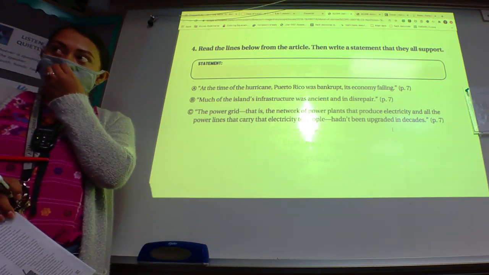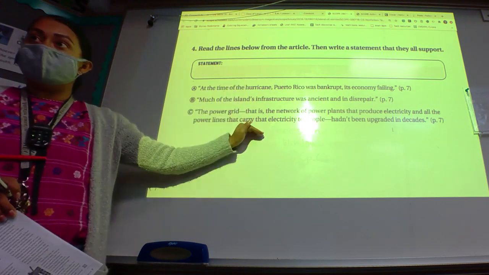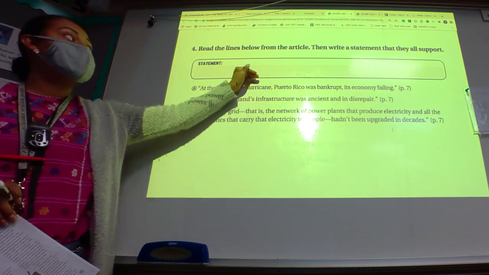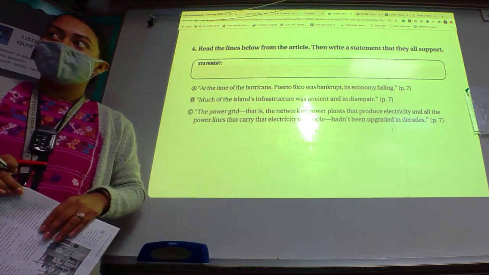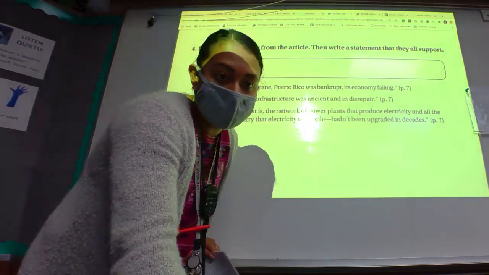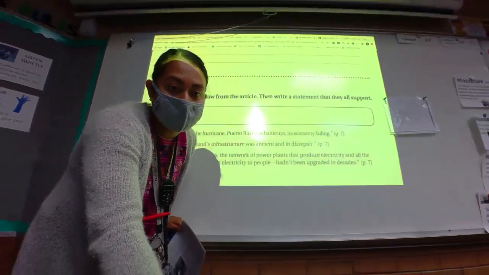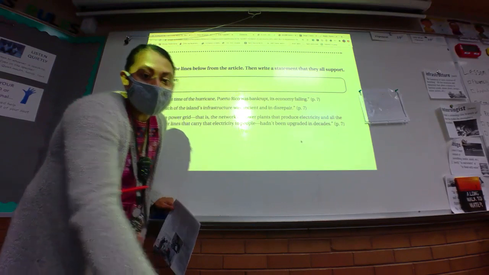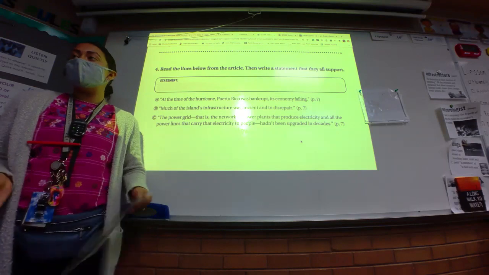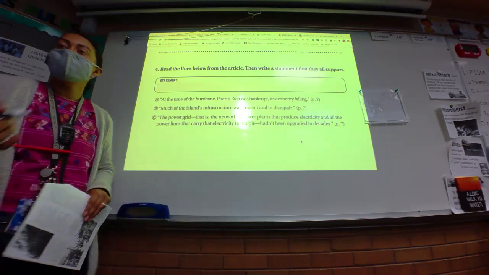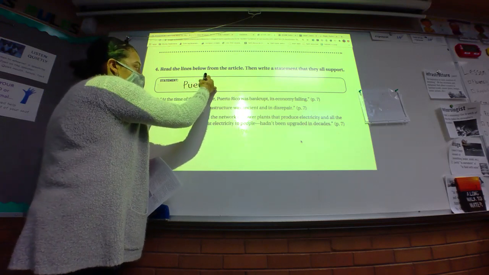And then they had that metal. Yeah, so these are the reasons. These are the text evidence. We need to come up with a statement that fits all 3 of these things. So like on the last one, number 3, it said Hurricane Maria caused extensive damage in Puerto Rico. So all of these 3 things are talking about Puerto Rico, right? Okay, so can our sentence start with Puerto Rico? Okay, Puerto Rico. Write it down, or type it, or write it.